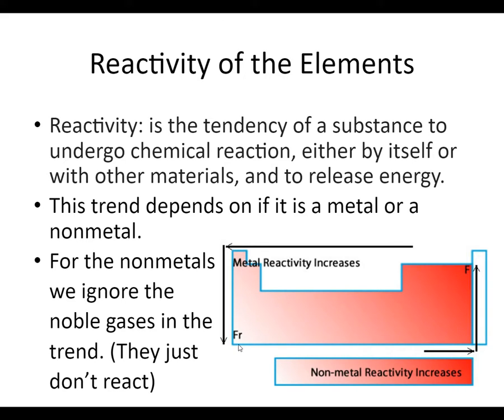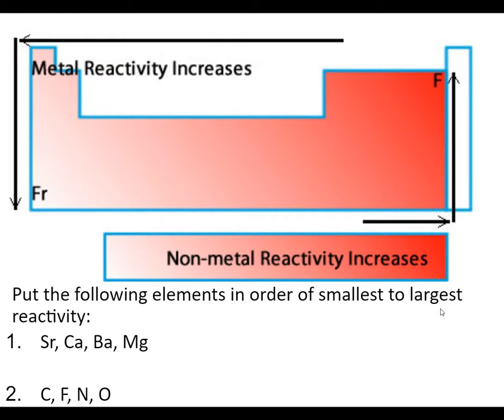We saw that with the alkali metals and water. Francium is our most reactive metal, and fluorine is our most reactive nonmetal. So our reactivity increases from left to right and increases to the top for fluorine. For metals, it increases as we go towards this corner. Okay, so just know that there's sort of 2 different patterns based on whether it's a metal or a nonmetal.